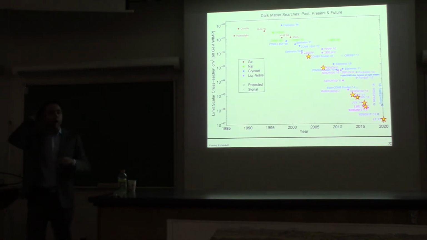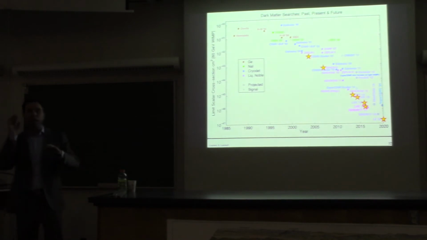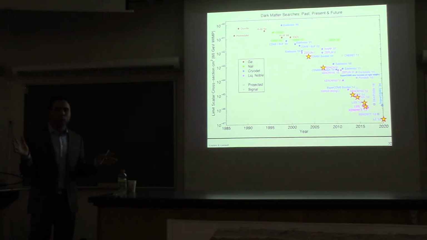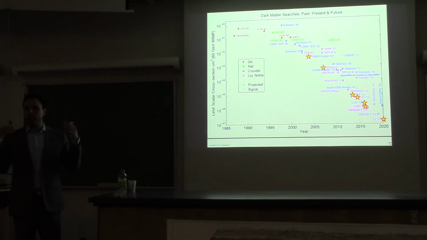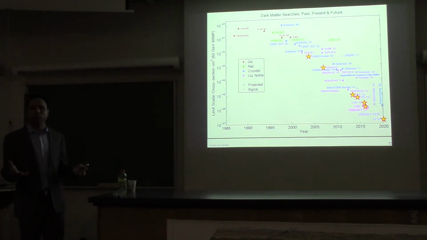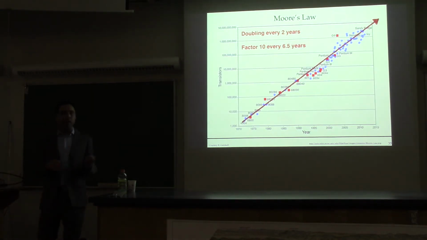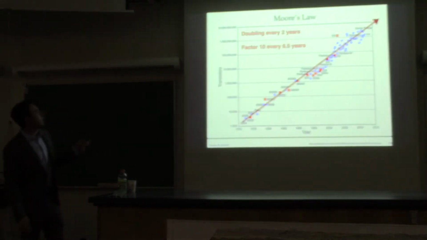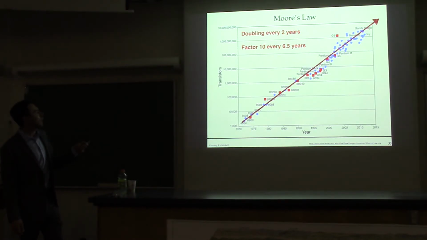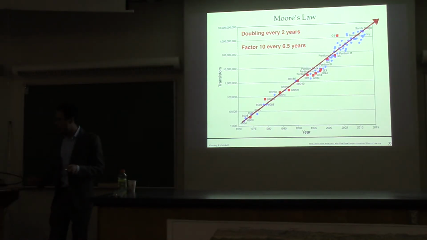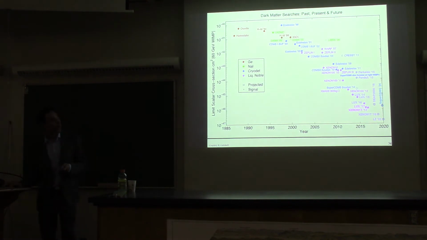And if we want to talk about how technology progresses with time, there's like a gold standard for measuring how technology progresses with time. Anyone know what I'm talking about? Moore's law. Moore's law, exactly. Moore's law, you get a doubling of quality basically every roughly 2 years, or a factor of 10 improvement every 6.5 years. So how are we doing with respect to Moore's law?